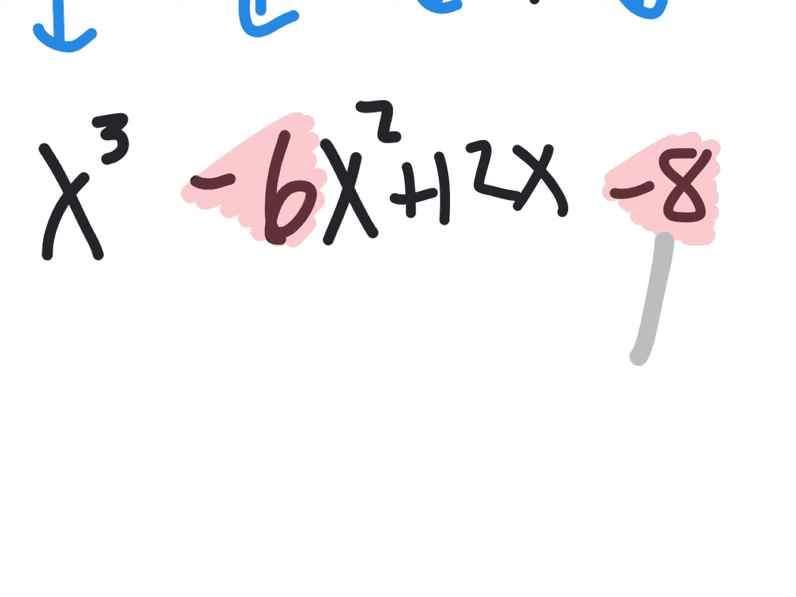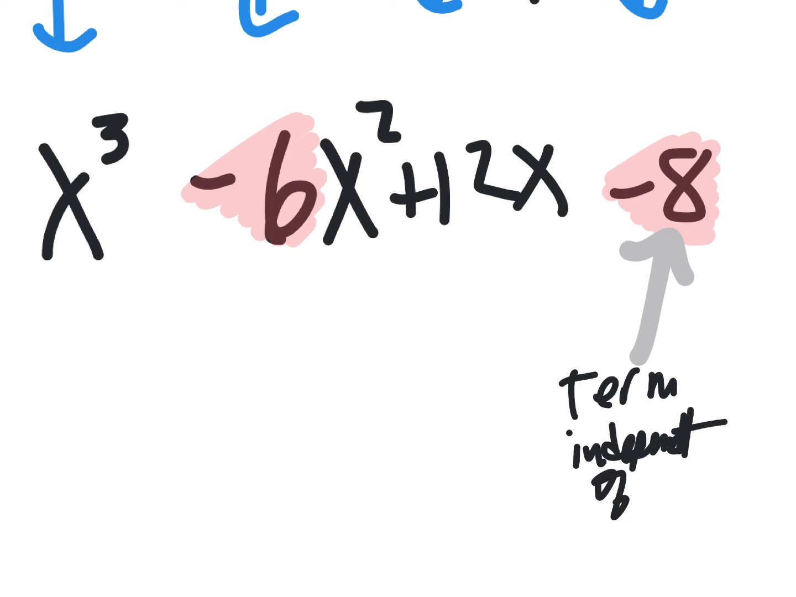They call this the term independent of x. I just spelled independent wrong, that's okay. The term independent of x. That's the same thing as the constant. You're going to see that terminology. Term independent of x. All right.